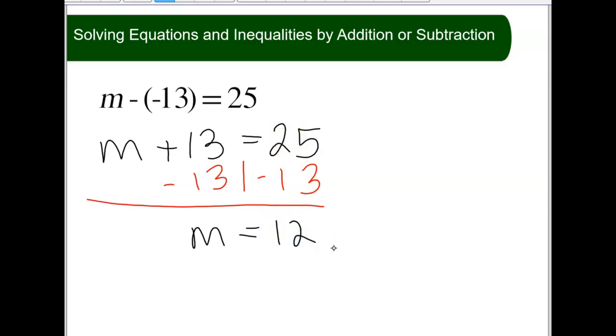And I can always check my work. I can take that 12 that I got as my answer and substitute it back into the original problem. 12 minus negative 13, that's equal to 25. It equals what we said it should be.